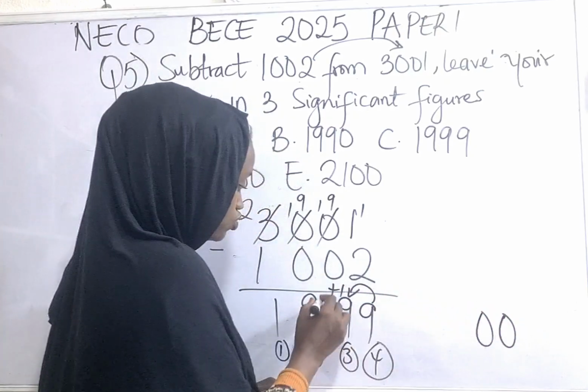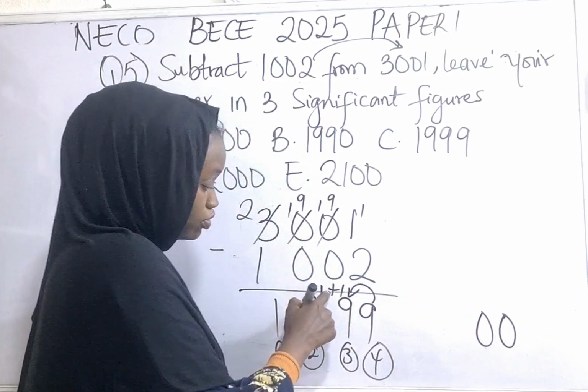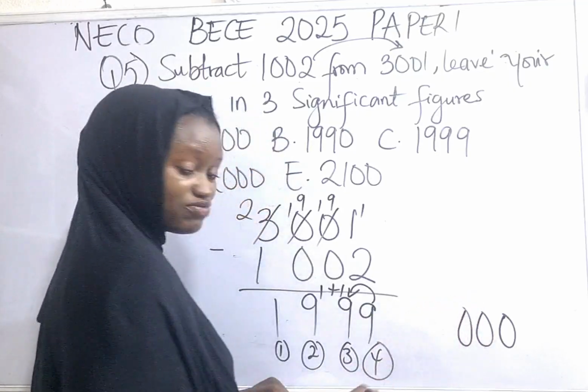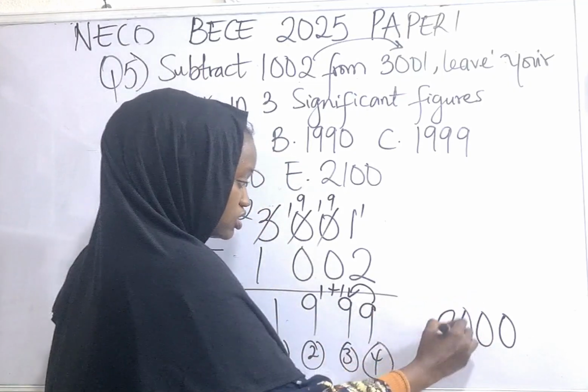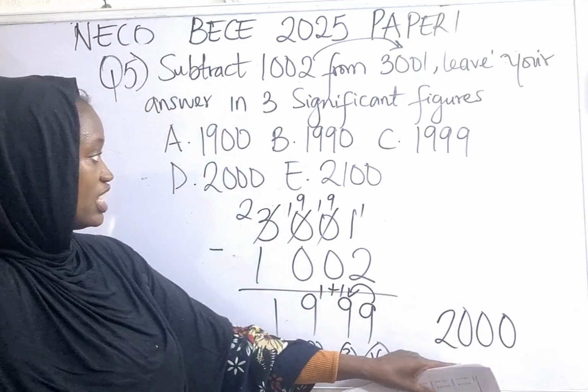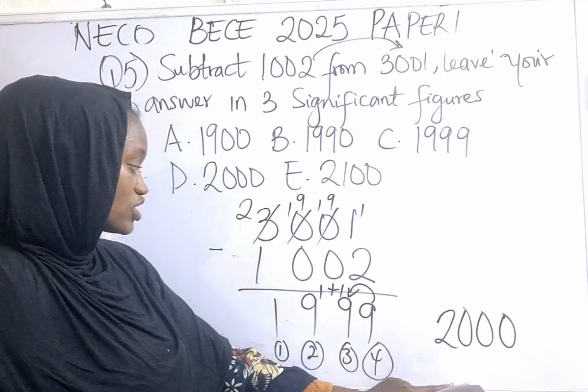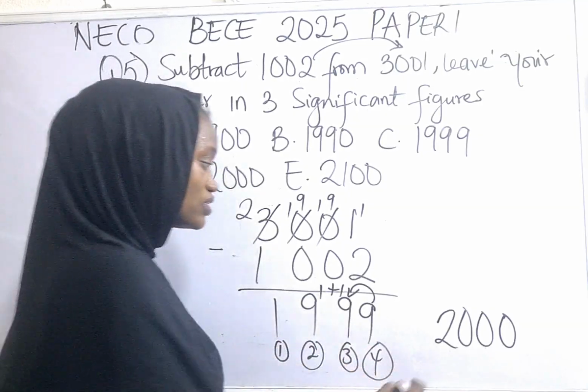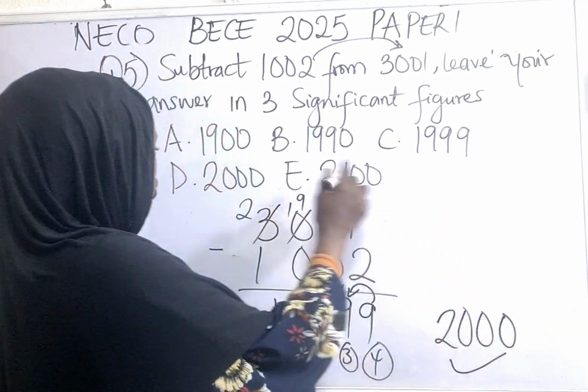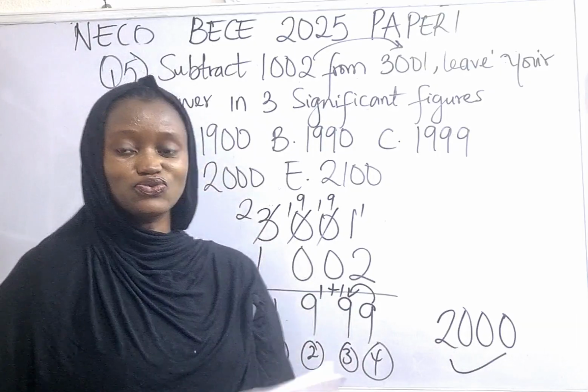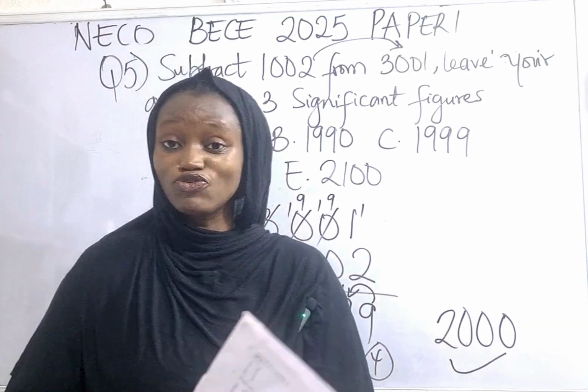9 plus 1 is 10. You write a 0. You add 1 to the next one. 9 plus 1 is another 10. You have 0. Then this becomes a 2. So we have our final answer as what? 2000. So this is to 3 significant figures. All right. So the correct option is option D. That's so easy, right? So I'll see you in my next video as we move on to question 6.